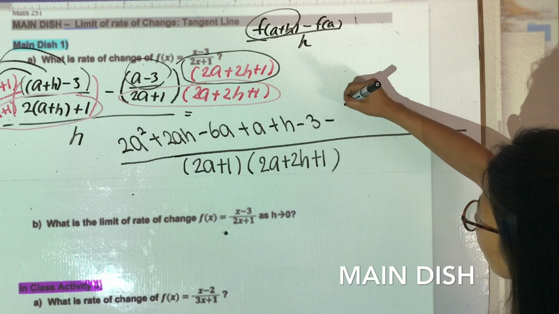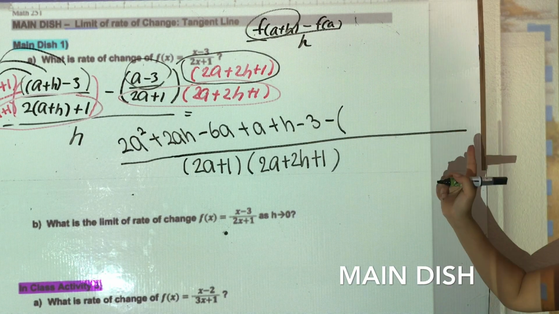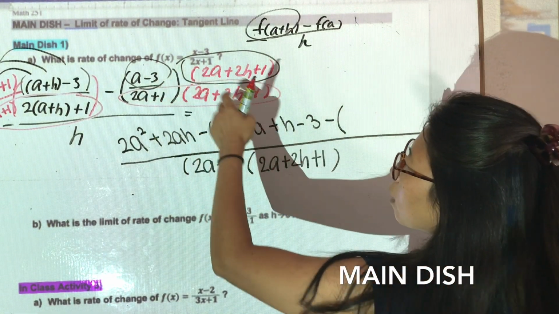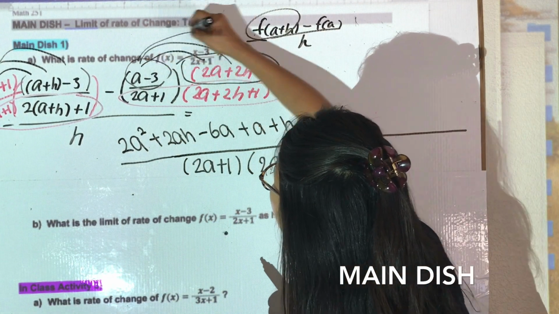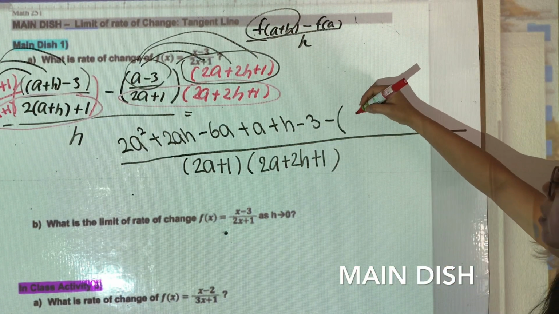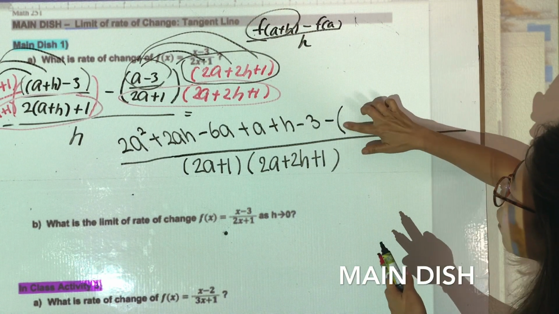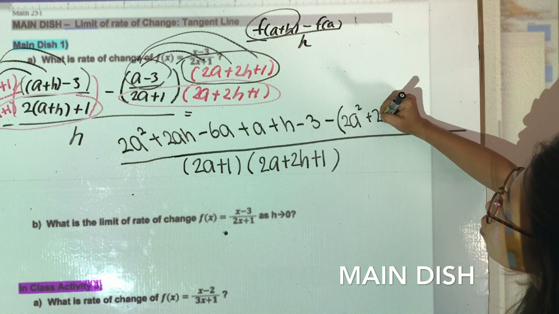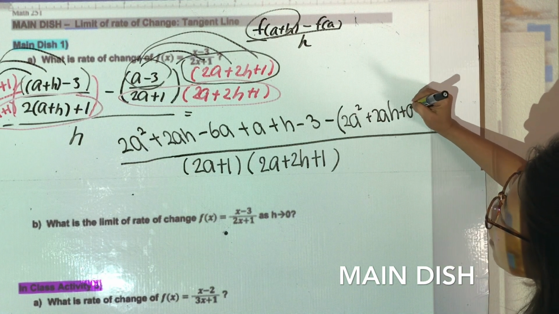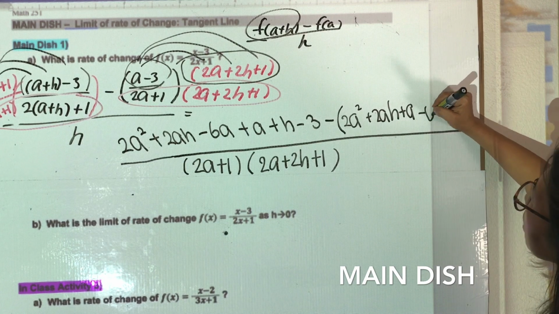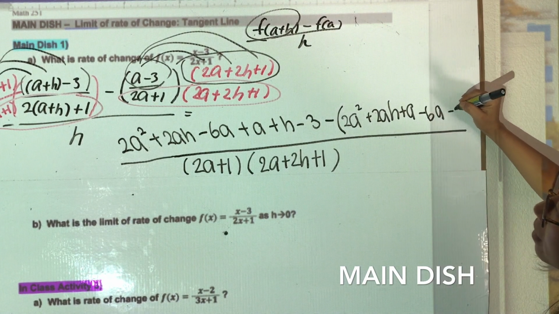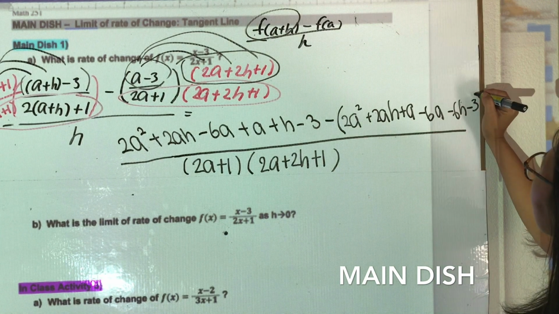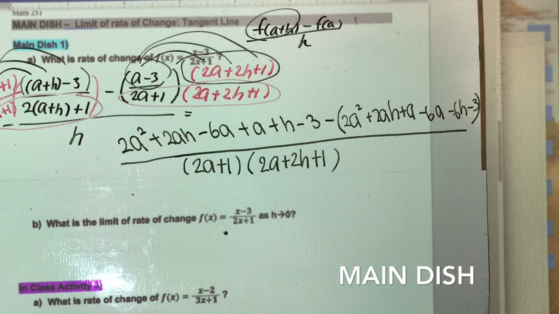I will show you how I do it. You can do your way too by distributing. Since I don't have room, I will just squeeze it here. So multiply using the distribution property, 2a squared plus 2ah plus a minus 6a minus 6h, hopefully it fits, minus 3. Okay, so that's what I got.